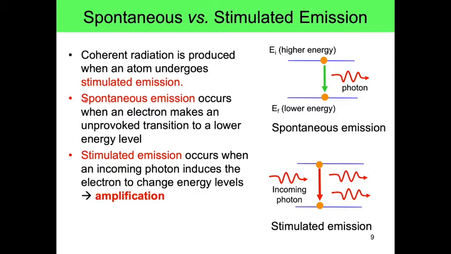Whereas spontaneous emission occurs naturally, because the electron in the higher energy state wants to relax by releasing a photon and go down to the ground state. And that happens sporadically, but that's not how the laser is made. Laser is made through stimulated emission, where a photon is introduced from outside.